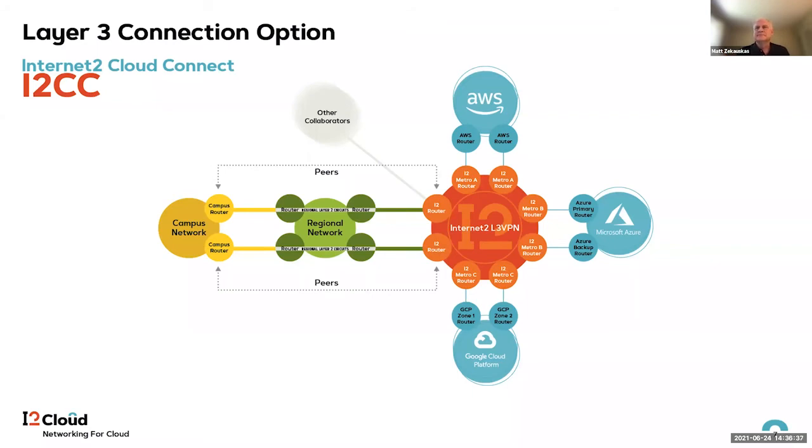Matt, do you want to take a minute to talk a little bit about the portal, the OASIS portal, and some of the capabilities we have there? Sure. So how you do the configuration on the Internet2 side is with the Cloud Connect portal.